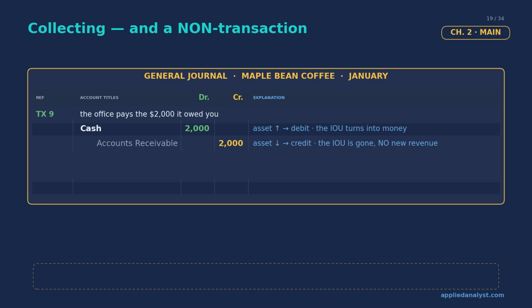Transaction 9. The office pays its $2,000, the swap you proved in the quiz. Debit cash, credit accounts receivable, and no new revenue, because you earned it back in Transaction 5.